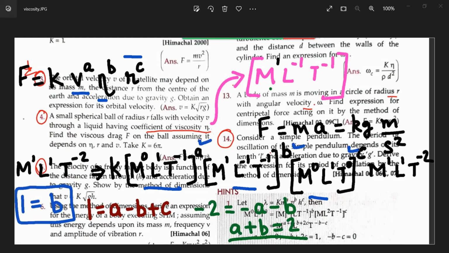This I'm aware of. And when I look at the left hand side, force. I'm the kind of person who can't cram many things. So what I usually do is derive the MLT notation. I know the formula of force. Force is mass into acceleration. Mass is kg, acceleration is meter per second square. So in terms of MLT notation, I can write the MLT notation for force as M raised to power 1, L raised to power 1, T raised to power minus 2. I've derived this.